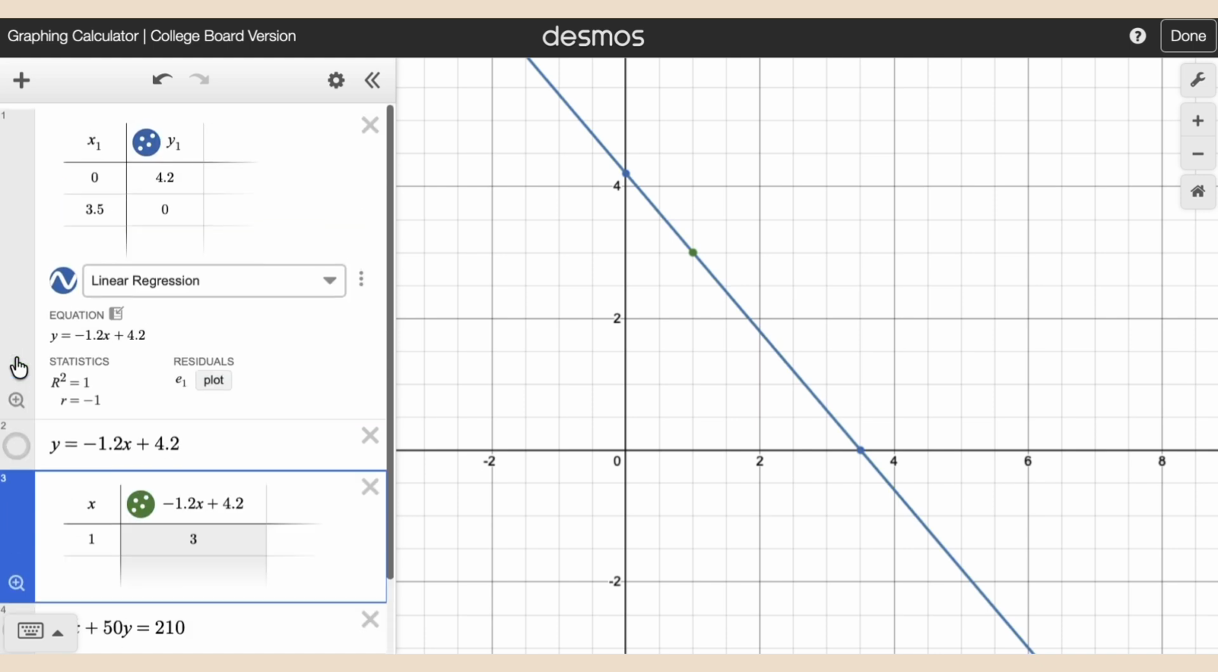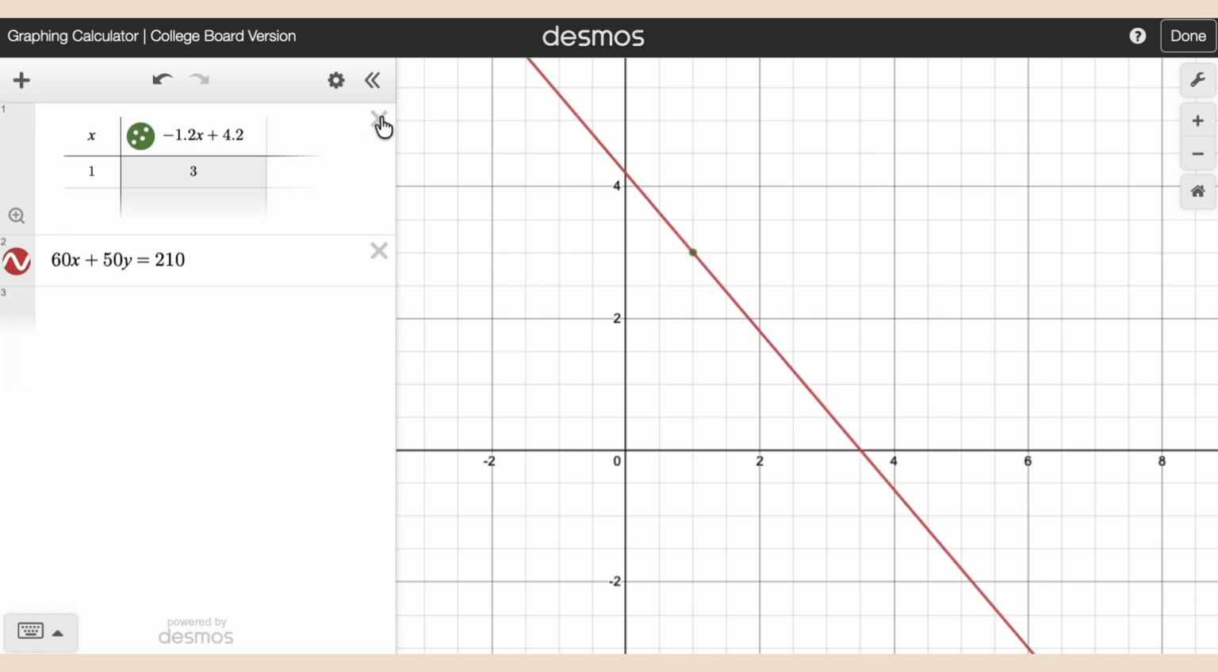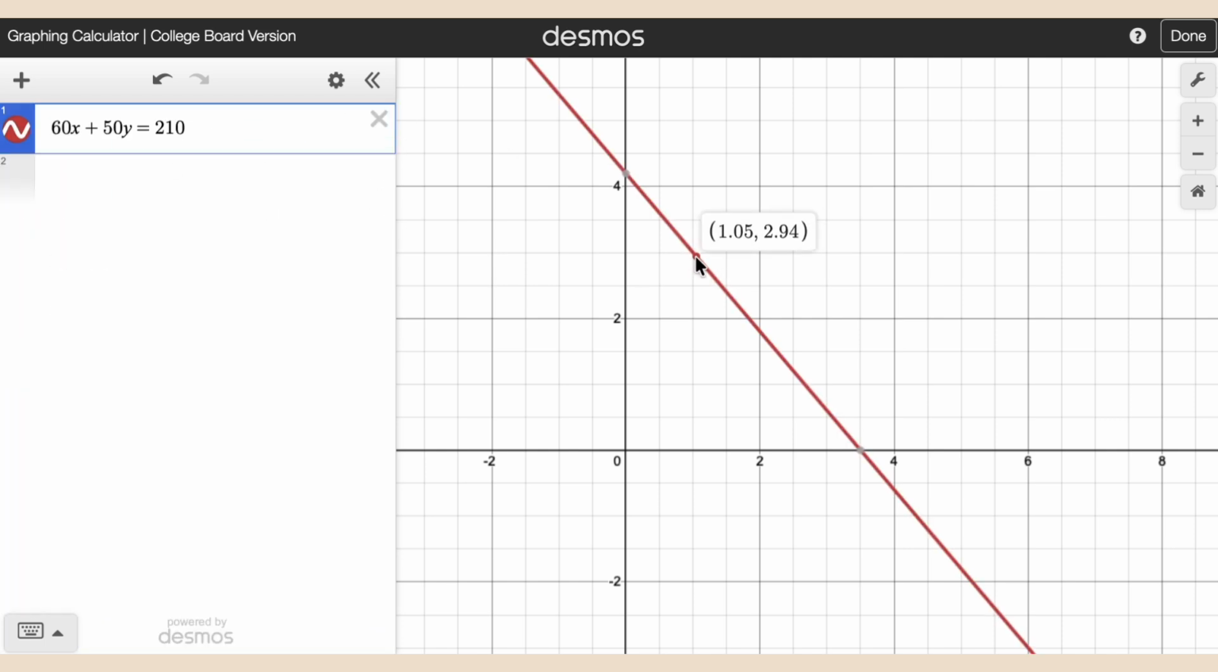Okay, so that helps. However, for this question, just take 60x plus 50y as it was, okay, and find the point (1, 3). There you go. You solved your question.